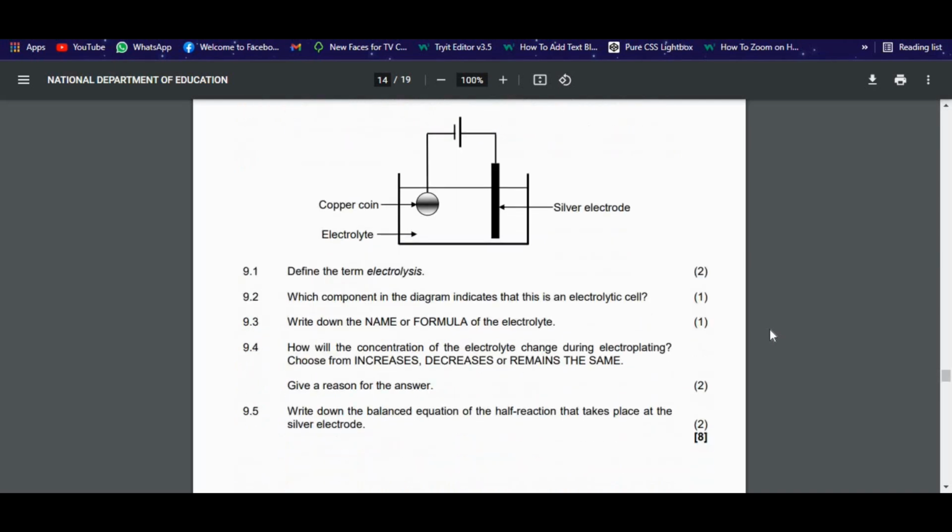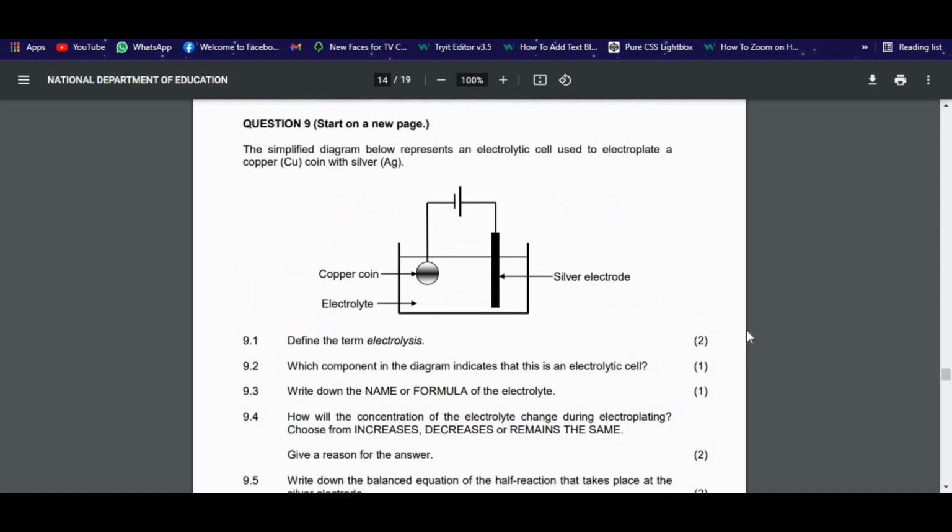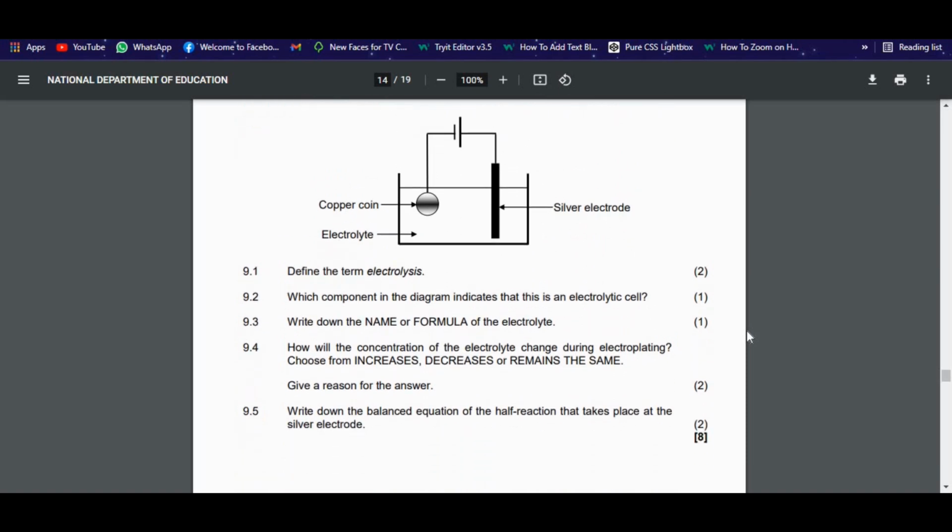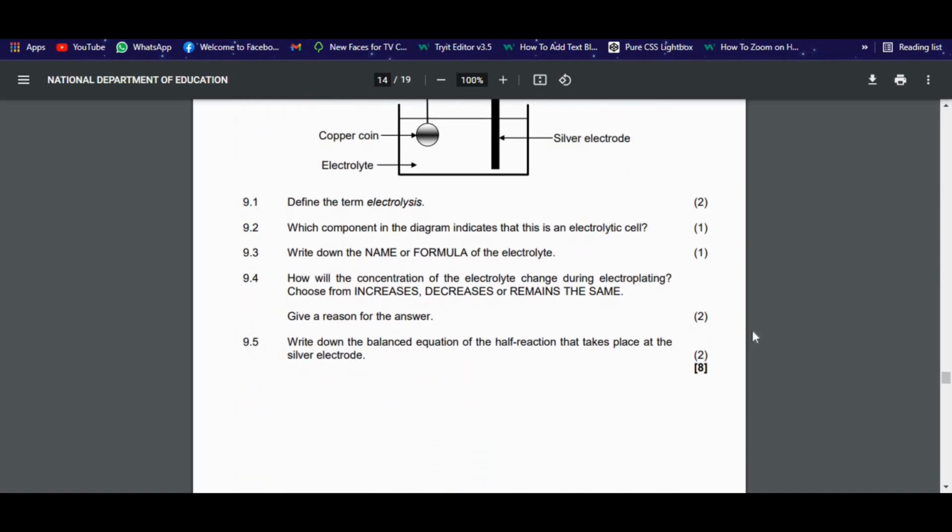So, good vibes. 9.3, write down the name or formula of the electrolyte that is usually used. All right, especially we can take it from the name here. We are trying to coat a copper coin with silver. Okay, so probably a good name or formula for the electrolyte. Let's hear. Anybody would like to go and take this question? What's a good name or formula for an electrolyte to use here? I'll give you a hint. It has got silver in it. For 9.3, name or formula?